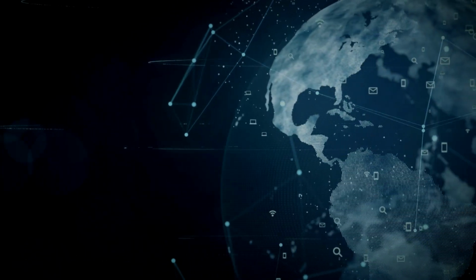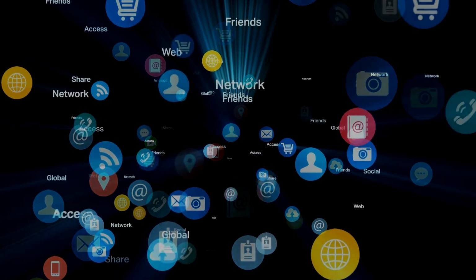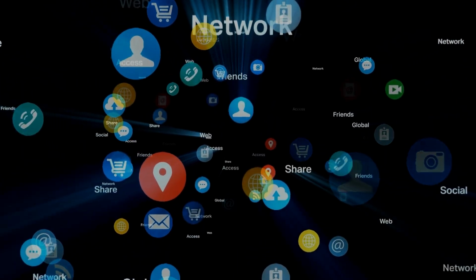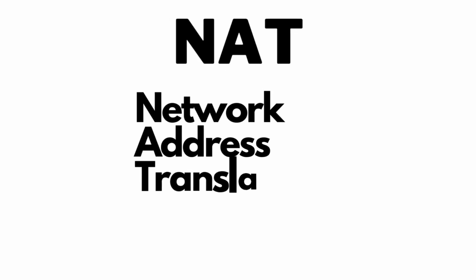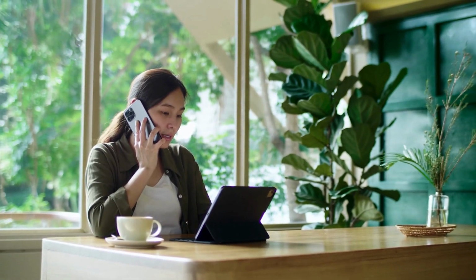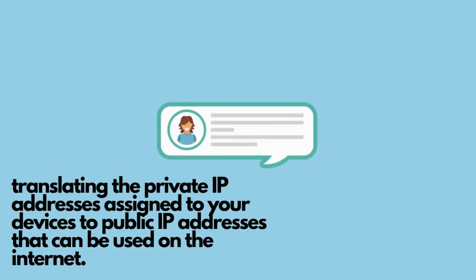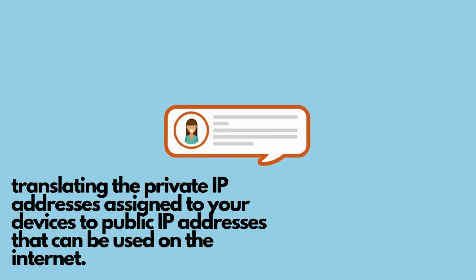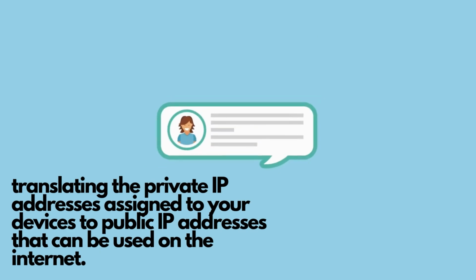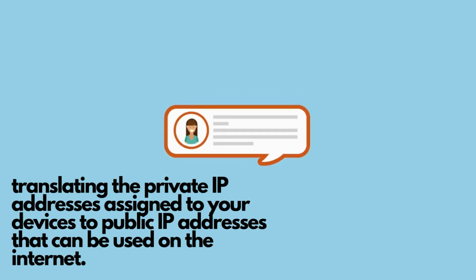In order to do that, they need a way to communicate with the internet. That's where NAT, Network Address Translation, comes in. It's like having a telephone in your room that connects you to people outside your room. NAT allows your devices to communicate with the internet by translating the private IP addresses assigned to your devices to public IP addresses that can be used on the internet.